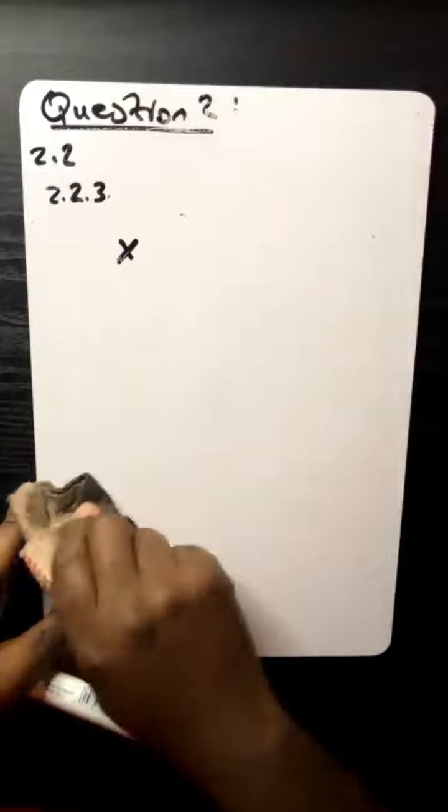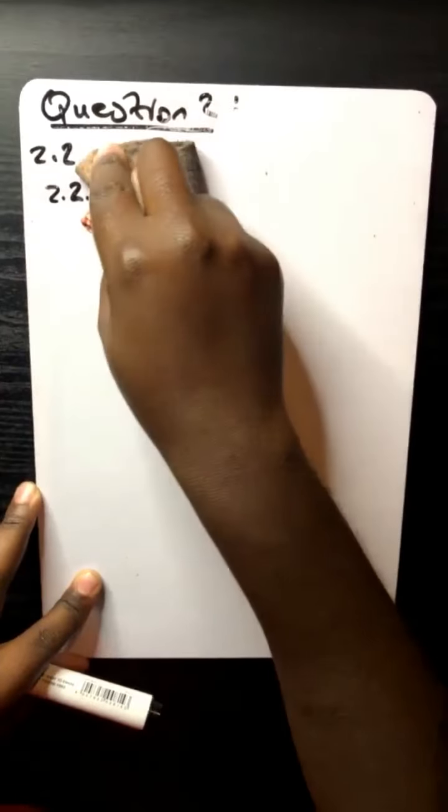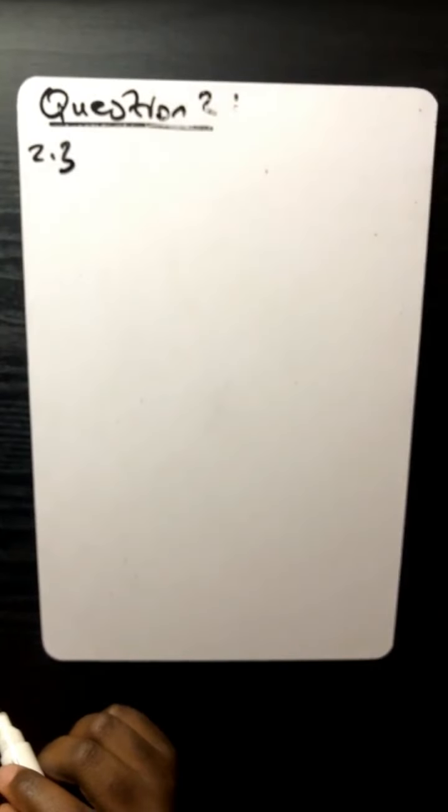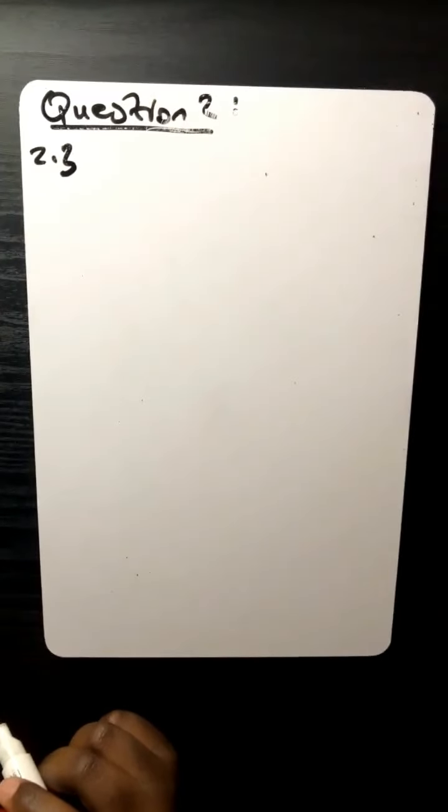So I think for now we can move to the last question, which is question 2.3. So for now, we've got three possible ways in which we can determine the coordinates of S: the first is to use the trig ratios, the second is to use the straight line equation, and the third is the midpoint formula.